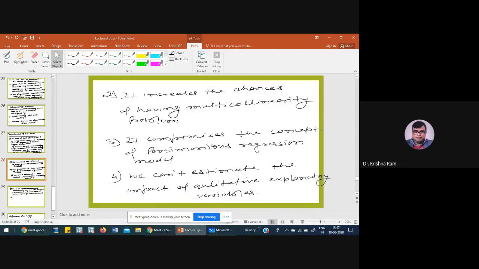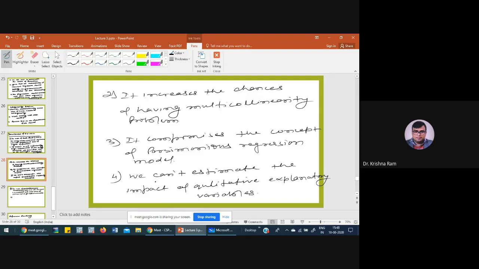Second drawback of the model, it increases the chances of having a multicollinearity problem. The multicollinearity goes up when we increase so many dummies into the model. Third one is it compromises the concept of a parsimonious regression model. This is the concept that we probably studied at the undergraduate level. We keep our model as short as possible, of course, by including all explanatory variables. So in that case, this model compromises that concept.